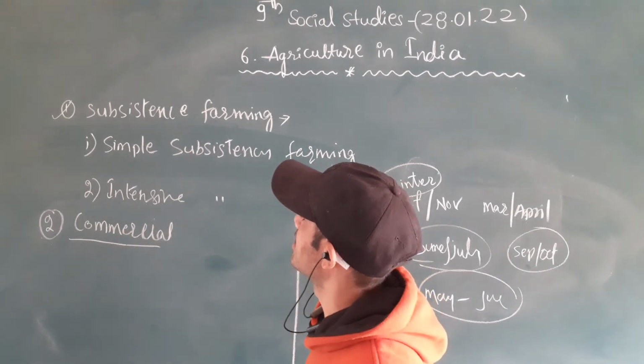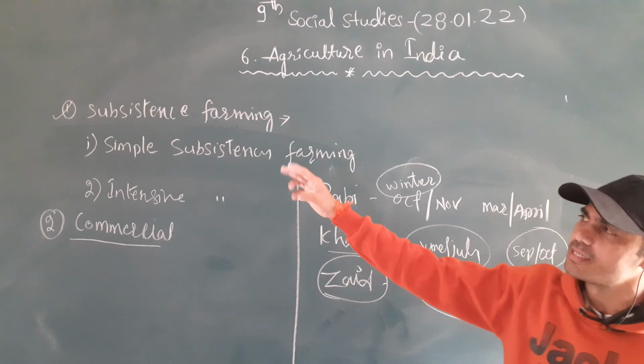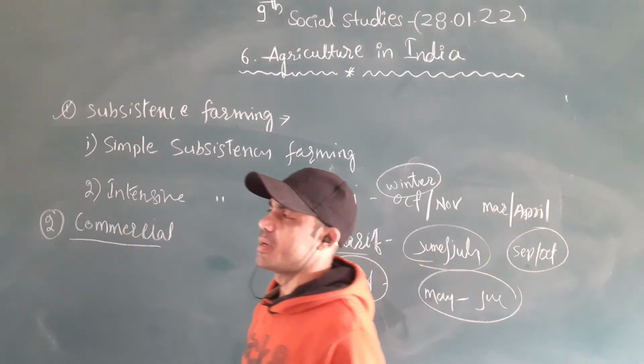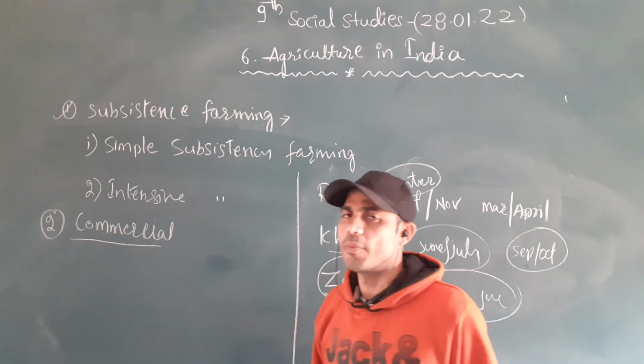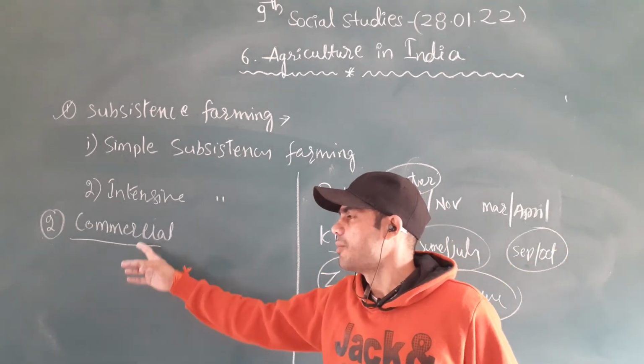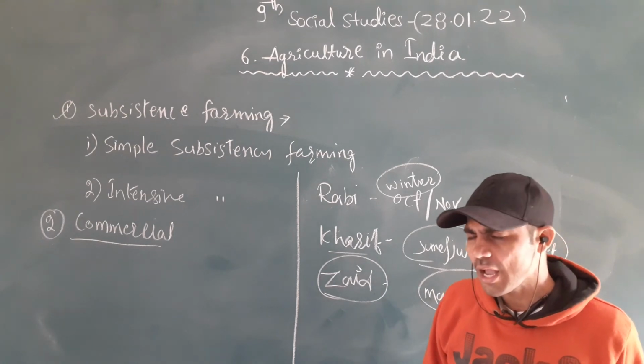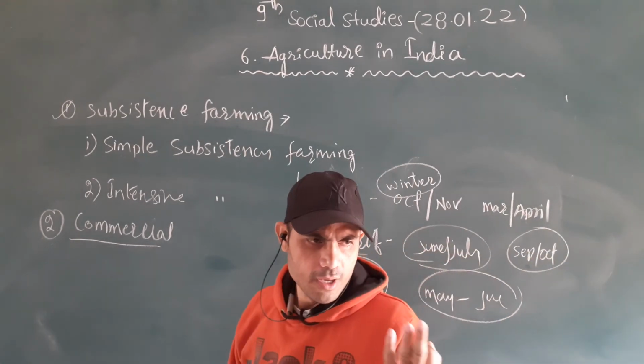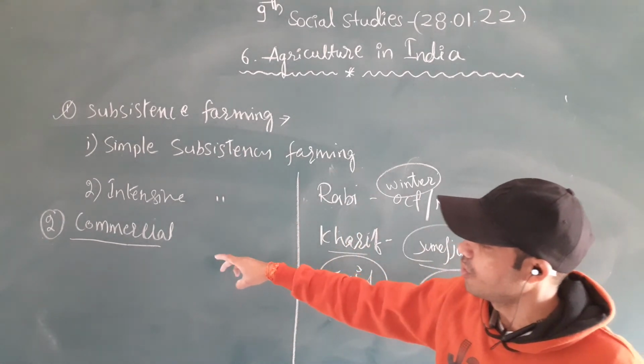Intensive subsistence farming is used for high growing purposes. Commercial farming is when we use HYV, high yielding varieties, for farming. These are the things we call these, right?